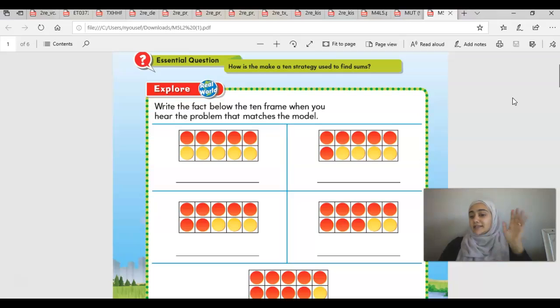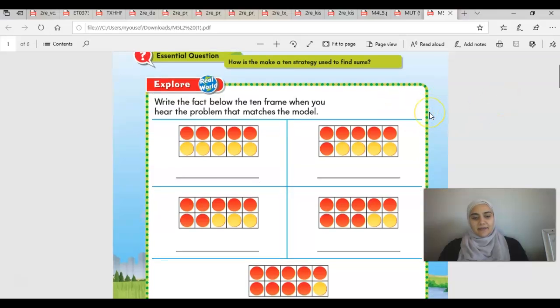1 plus 1 is, 2 plus 2 is, 3 plus 3 is, 4 plus 4 is, 5 plus 5 is, 6 plus 6 is, 7 plus 7 is, 8 plus 8 is, 9 plus 9 is, 10 plus 10 is. Very good. Okay. Let's go ahead and get started.